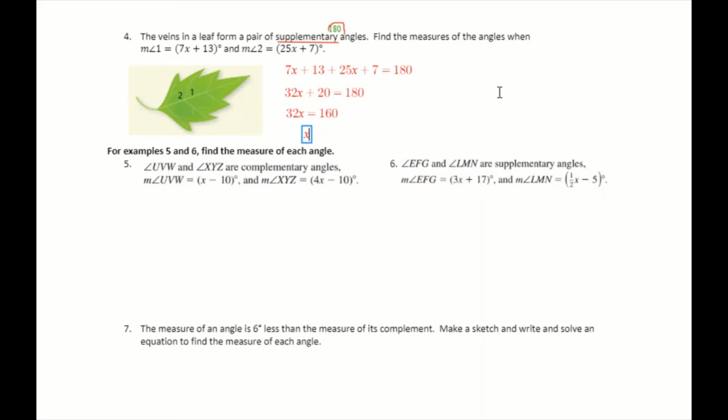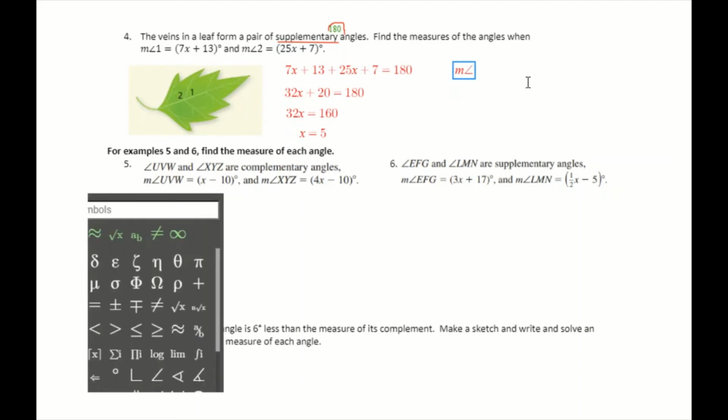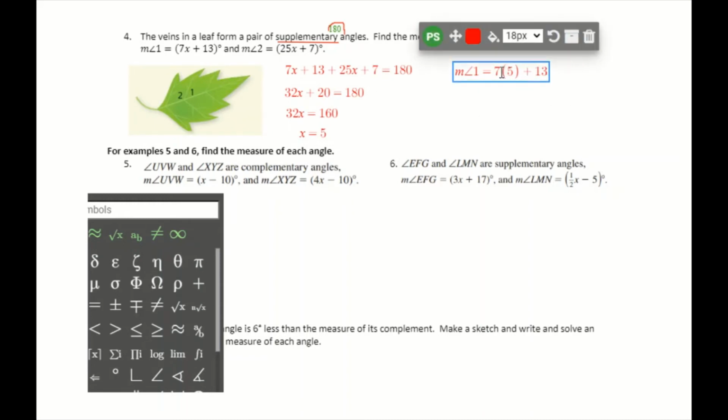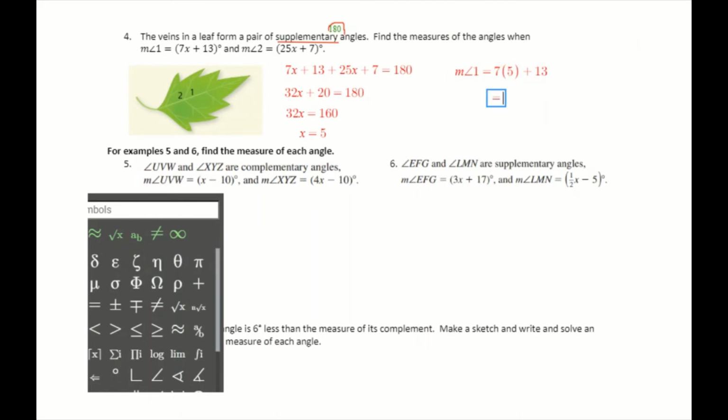Now that's not really going to answer our question here. They didn't ask for x. It asked for the measure of the two angles. But we know an expression for each angle measure. So the measure of angle 1, which is 7x plus 13, is going to be 7 times 5 plus 13. This is something you could put in the calculator. 7 times 5 is 35, plus 13 is going to be 48. So the measure of angle 1 is going to be 48 degrees.